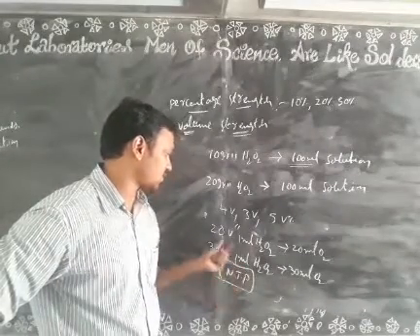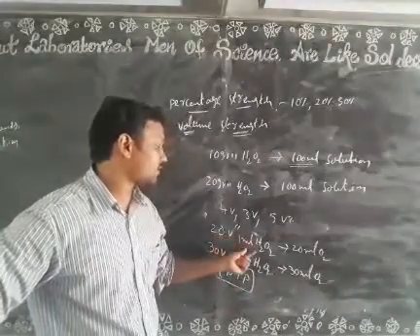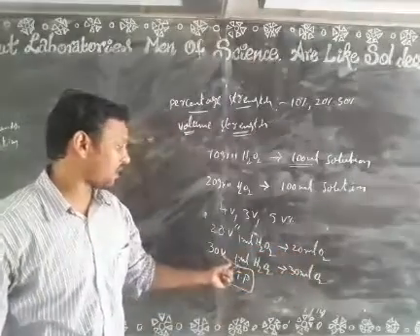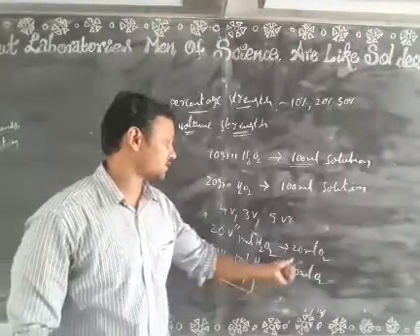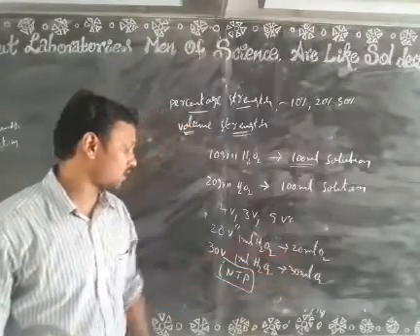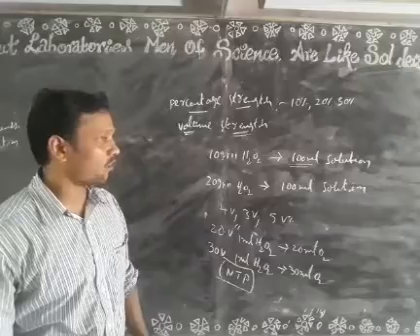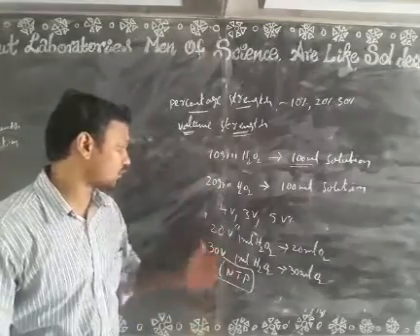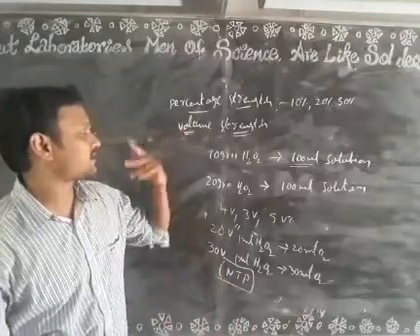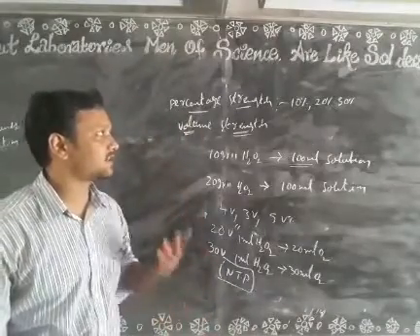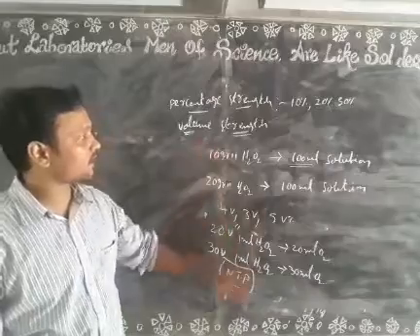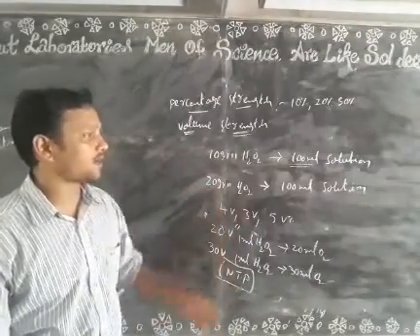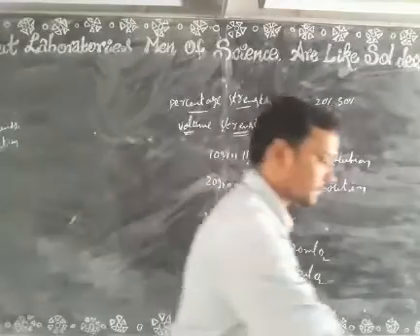At NTP condition, 20 volume means 1 ml of hydrogen peroxide decomposed gives 20 ml of oxygen, and 1 ml of hydrogen peroxide giving 30 ml of oxygen is called 30 volume. That is called volume strength. So volume strength is always represented as 30 volume, 20 volume, 40 volume, like that, and percentage strength as 10%, 20% and 30%. Some problems regarding the strength of hydrogen peroxide, we will discuss that. Okay.